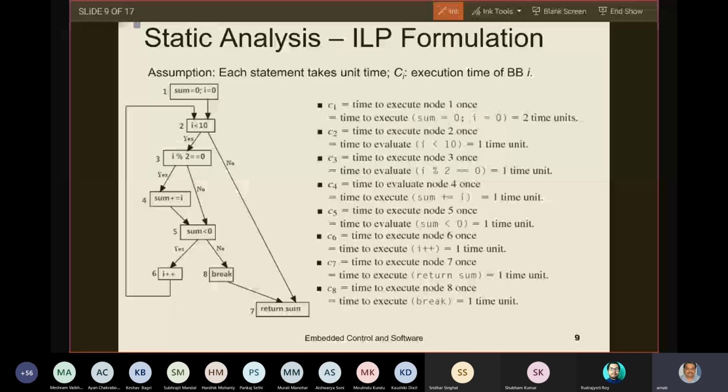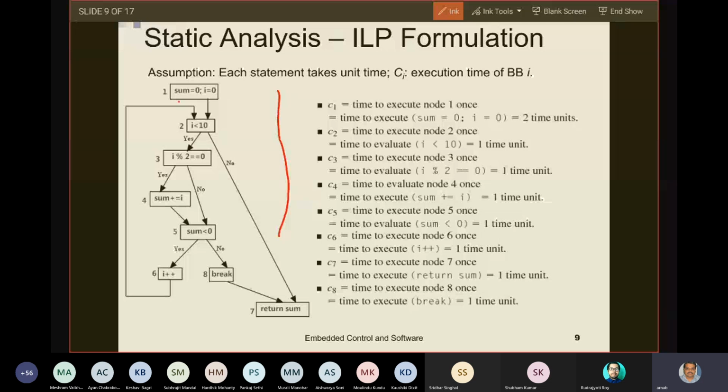What is a control flow graph? A control flow graph breaks down the code into basic blocks and transfer of control between basic blocks. So if you see here, for the program that you had, you have got this control flow graph. It is a flowchart-like structure. First, you do sum equals 0, i equals 0. Then you do an if statement, if i less than 10. If i less than 10, you go to i percent 2. Then you again have two paths over here. So you can see that this control flow graph represents the logic of your program.